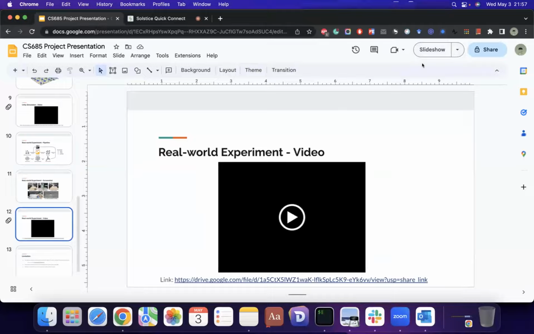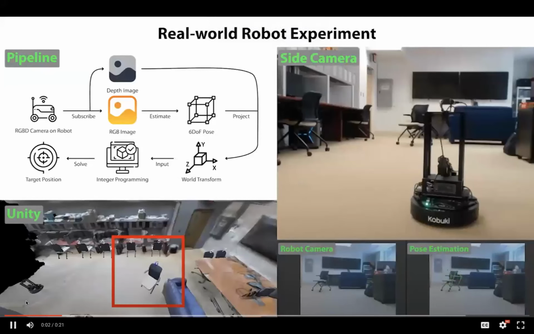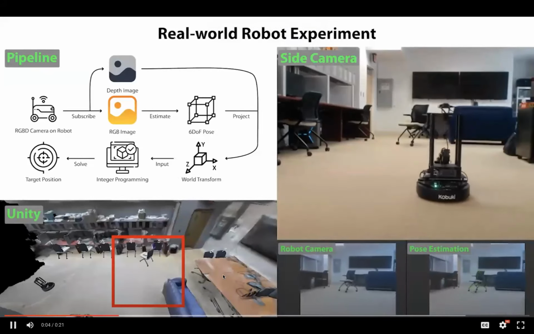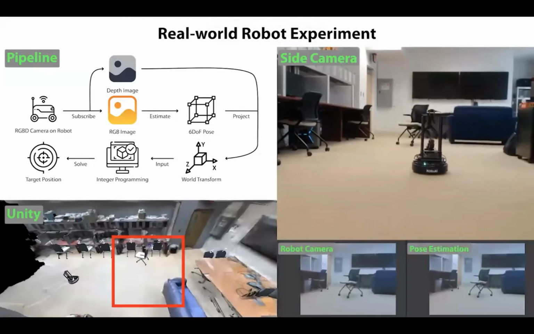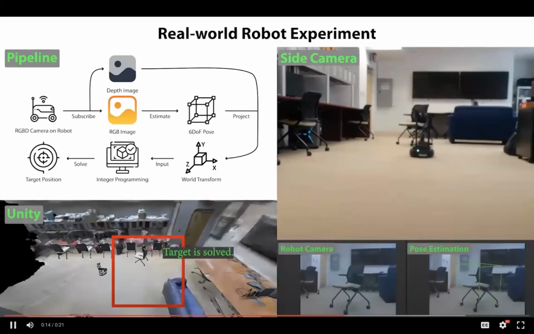Actually, that's real time. You see, the camera is on while the robot moves, so we always take this image as input to do the pose estimation. For each image, we have a pose estimation result. Although it is not accurate, we can still do integer programming. You can see it's shaking because of noise. But at this moment, you can see it is stable. It means we solved the target.